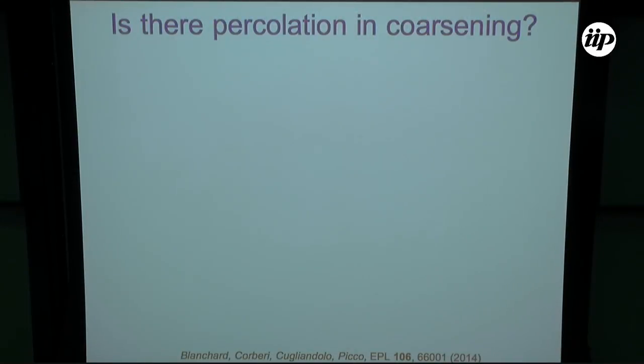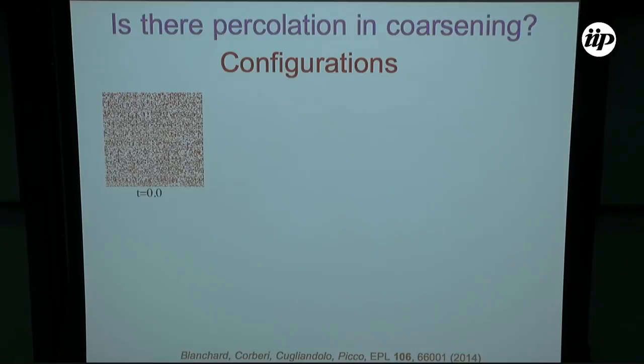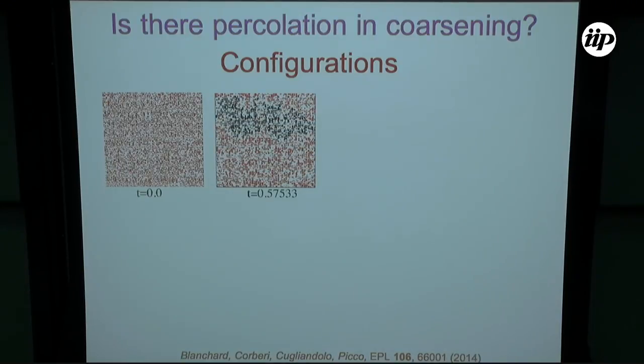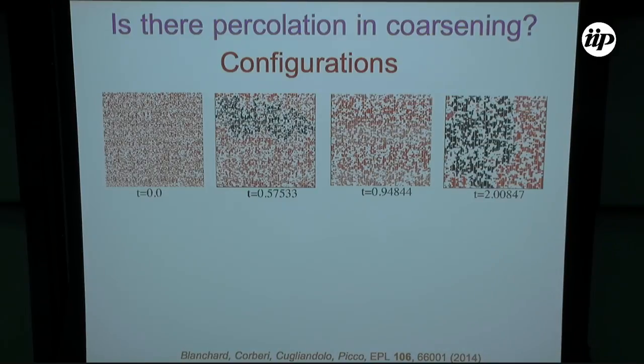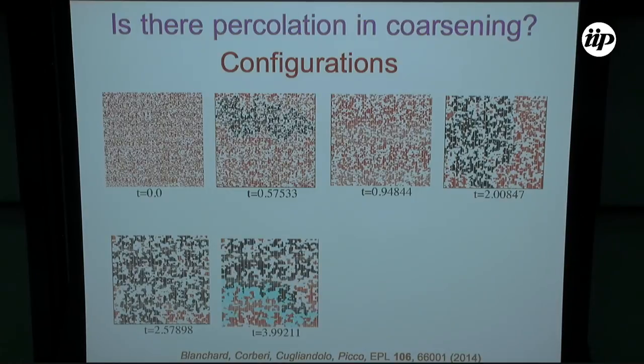Okay, but now I'm going to try to convince you that actually the opposite happens. First of all, we can look at configurations. So this is the simulation. This is the initial configuration of my coarsening system at time equal to 0. Then if you go on with time, you see that very early you have the formation of a spanning cluster, which, however, is unstable. It disappears after some time. Then you have another one spanning vertically, growing. And here something important happens. At time around 4, you have the formation of this blue one, which spans horizontally.